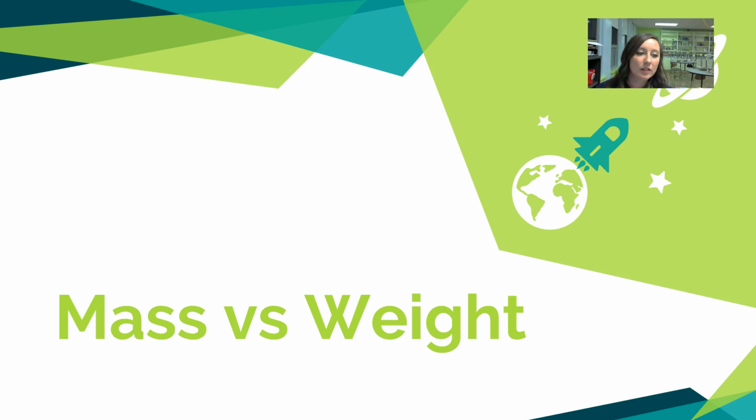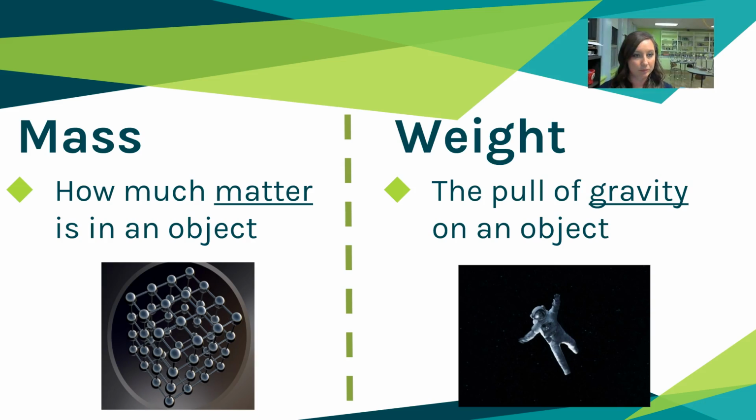Looking at mass and weight, some of you might think, okay, I think I know what weight is measuring, but I have no idea what mass is measuring. Is it measuring the same thing, or something different? So let's take a look. Let's look at weight first, because a lot of you could tell me that weight is actually measuring the pull of gravity on an object.